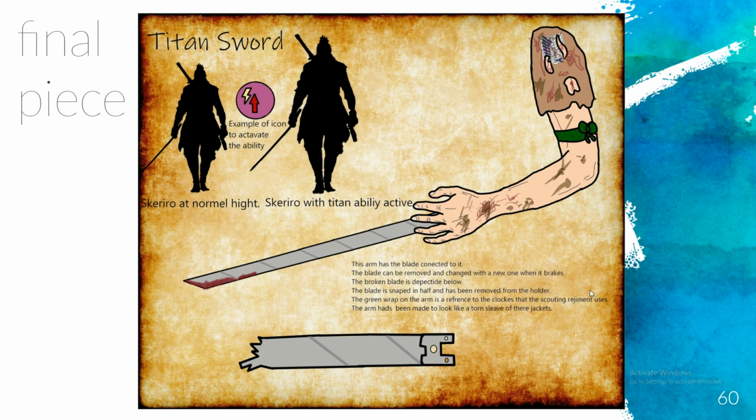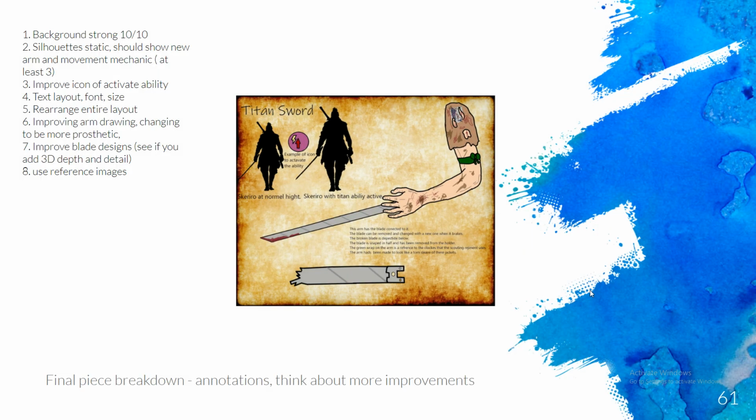I've redrawn. For my fourth final piece, I've added in the icon of his ability, and I like the background. The silhouettes are too static and don't actually show the new arm. I also need to improve the icon of the activate ability. I don't really like the font or text either. And I also want to improve my blade design and make the arm look more prosthetic.